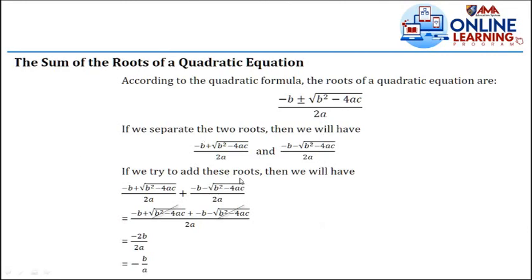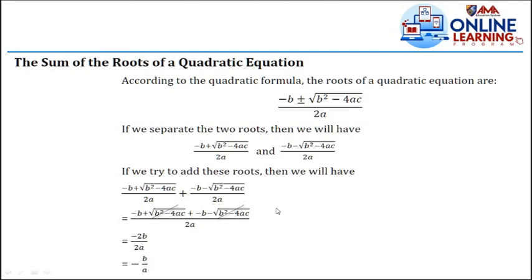If we try to add these roots, then we'll have, let's add the two, no? -b plus the square root of b squared minus 4ac all over 2a plus -b minus the square root of b squared minus 4ac all over 2a. So if we're going to add those two, the other one is positive, the other one is negative, so they will cancel. What's left will be -b and -b. So we have -2b all over 2a. So we have -b all over a.